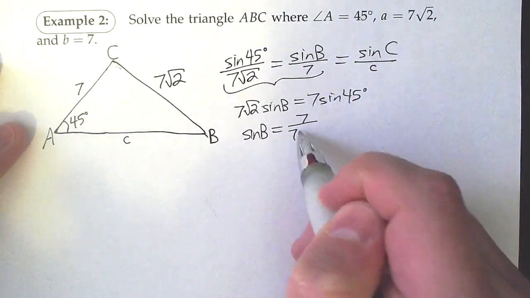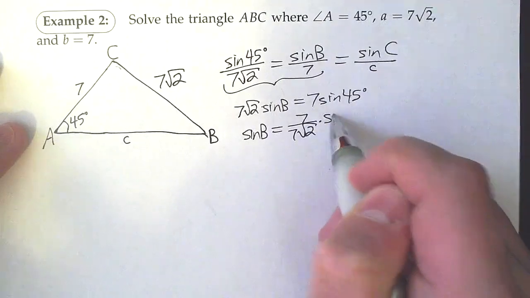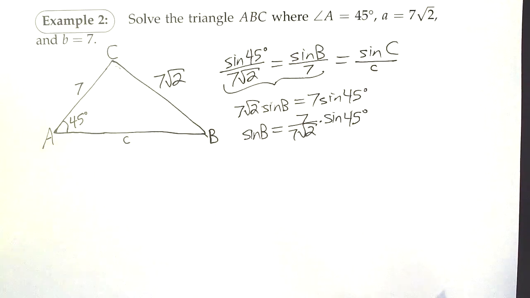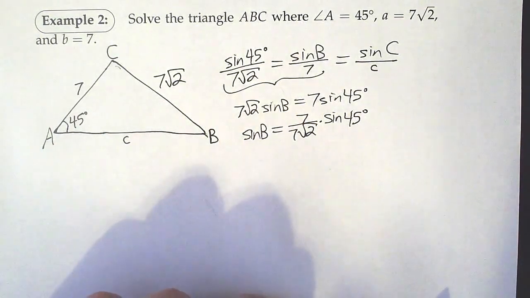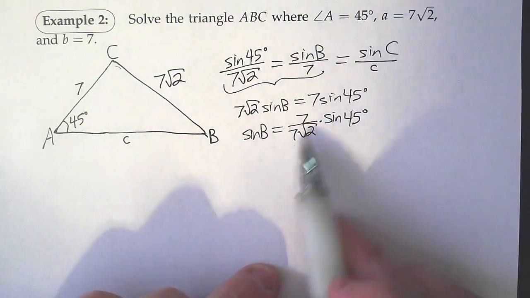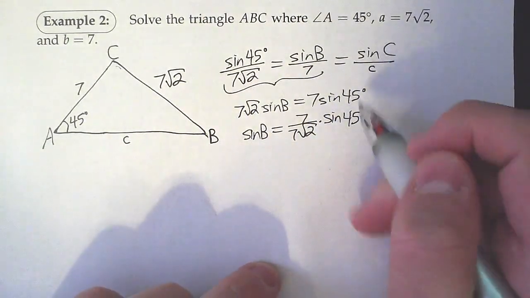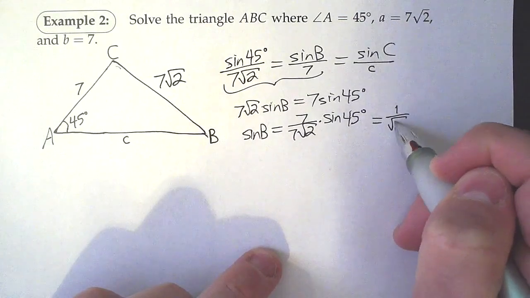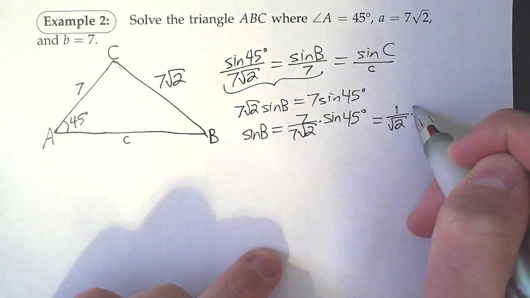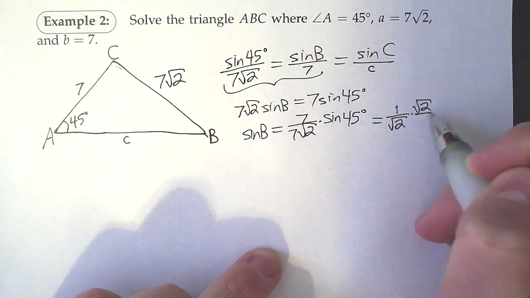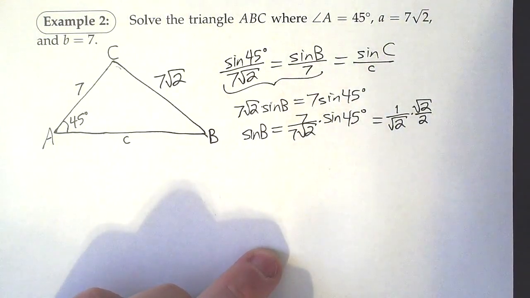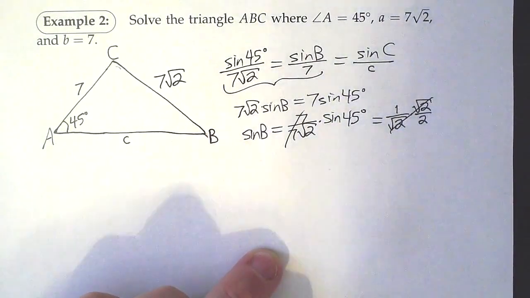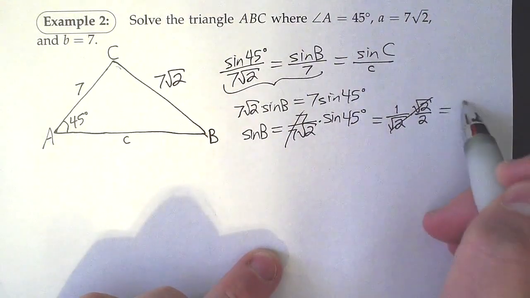7 over 7 square root of 2 times sine 45 degrees. All right, luckily 45 degrees is one of our common angles, so we could work with this. Also, those 7s cancel out. I have a 7 over 7, so I'll just make that a 1. And sine of 45 degrees is the square root of 2 over 2. So I canceled 7s. I'll go ahead and cross them out. And I can cancel those square root of 2s. So this is 1/2.